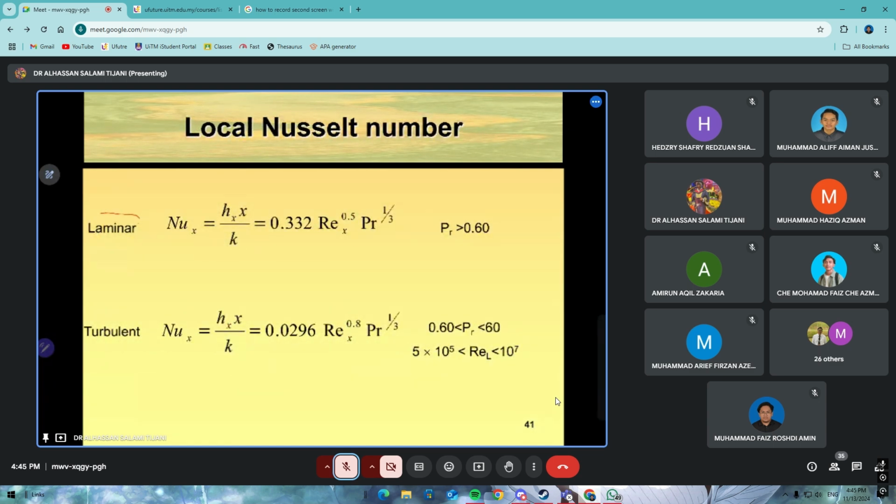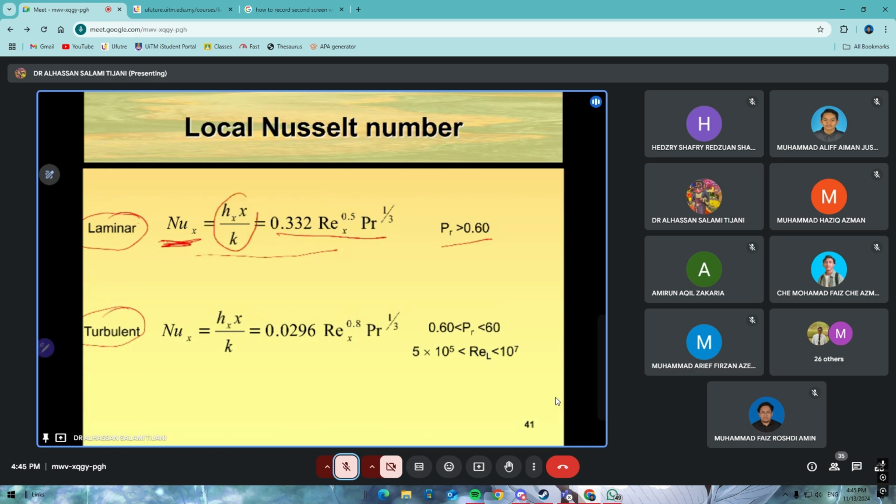And similar information can be seen over here. For a Prandtl number greater than 0.6, the Nusselt number is given by this equation. So we have Nu, this is a local Nusselt number, equals Hx divided by k, and this same equation equals this. Now for a turbulent flow situation, the Nusselt number is quite different.